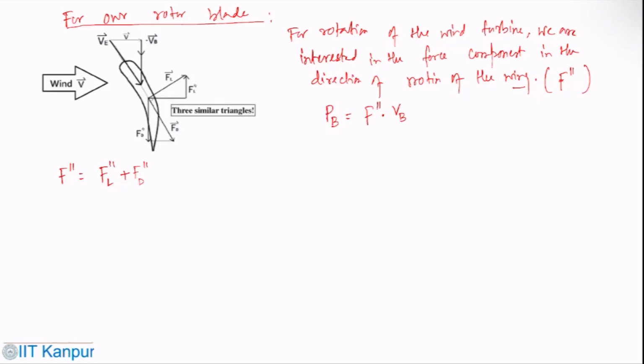So this is along the direction of the motion of the blade, or here the wing, or you say blade. So what we can write here, we can write FL into V_B/V_E minus FD into V_B/V_E.